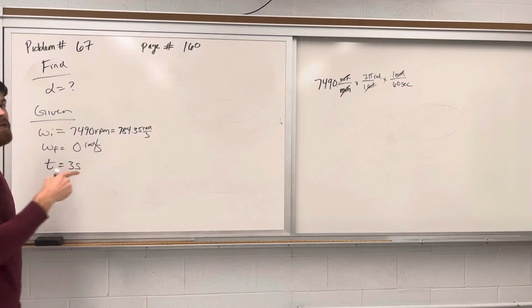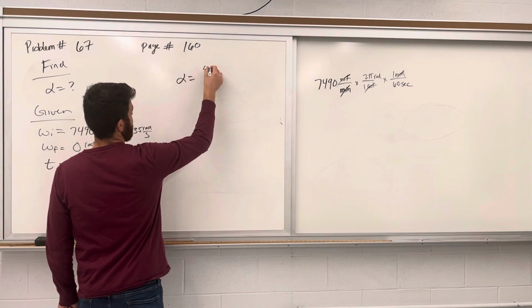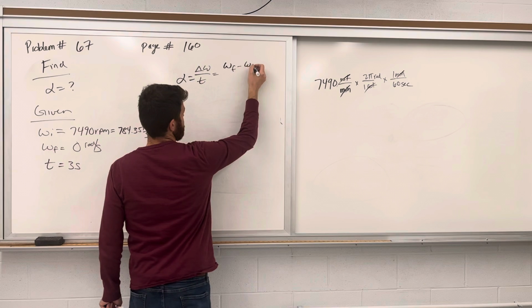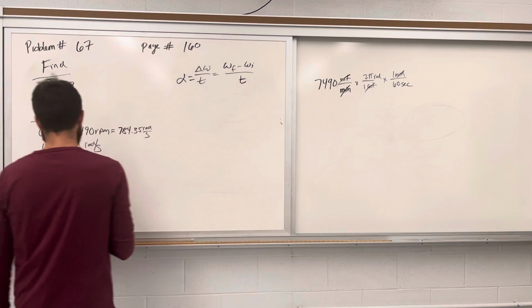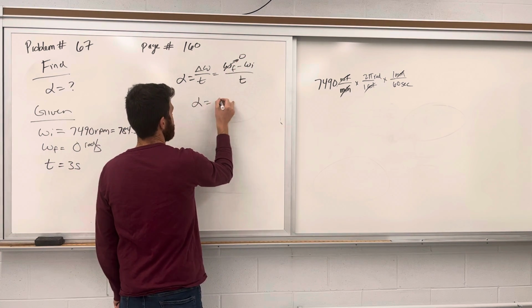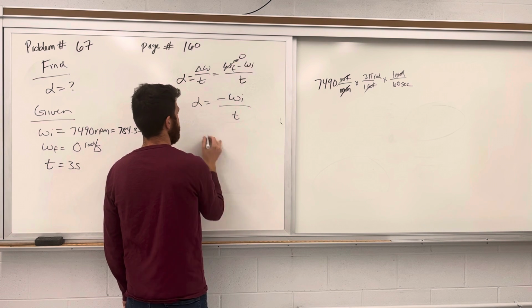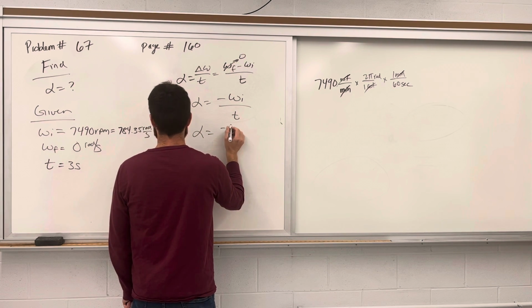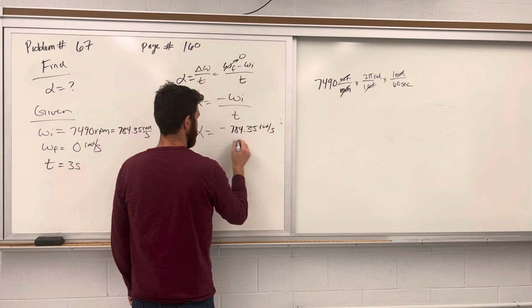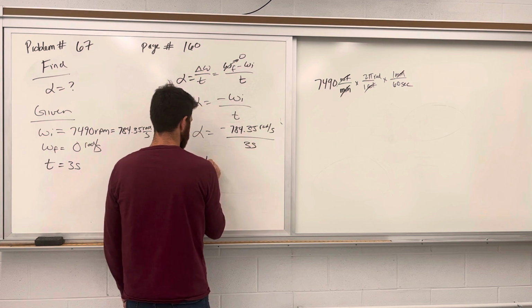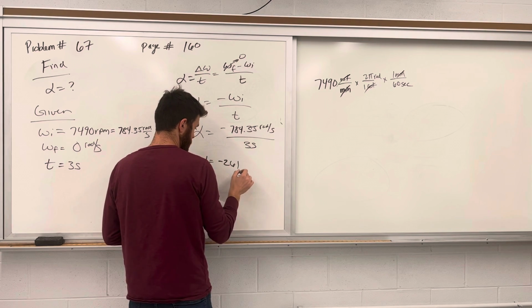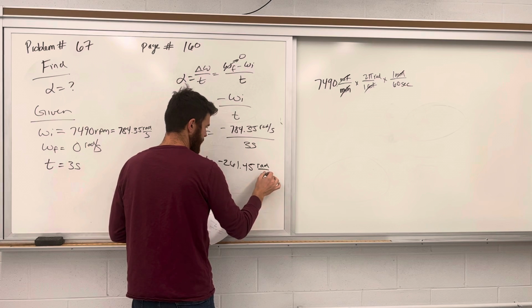Now, the equation to find the angular acceleration is defined by the change in angular velocity over time, which is our final angular velocity minus our initial over time. Our final angular velocity is 0, right? Because it's going to a rest. So alpha equals negative initial angular velocity over time. So the initial angular velocity is 784.35 radians per second divided by 3 seconds. Alpha, or angular acceleration, equals negative 261.45 radians per second squared.